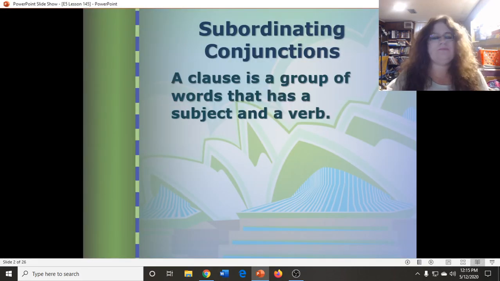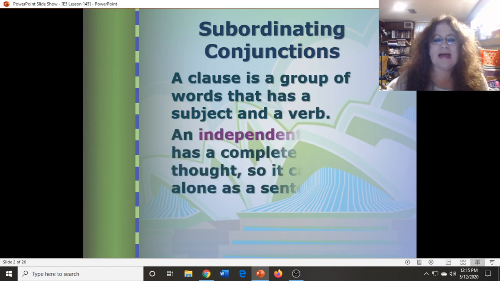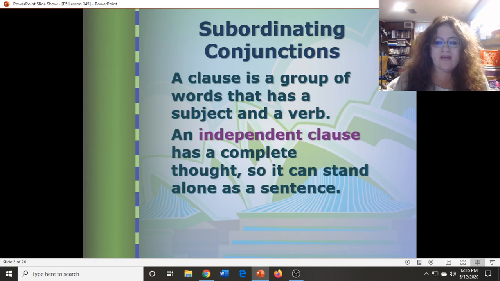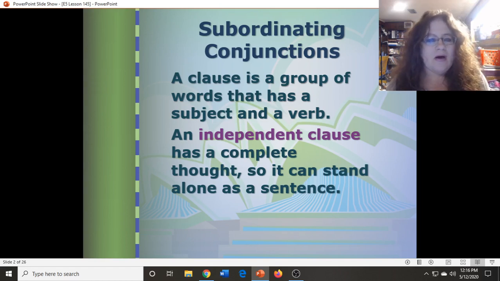Okay, so here's some basic definitions for you. A clause is a group of words that has a subject and a verb. And there are two kinds of clauses. The first kind of clause is called an independent clause. It's a complete thought, so it can stand alone as a sentence. So we could say that independent clause and sentence are synonyms. They mean the same thing.